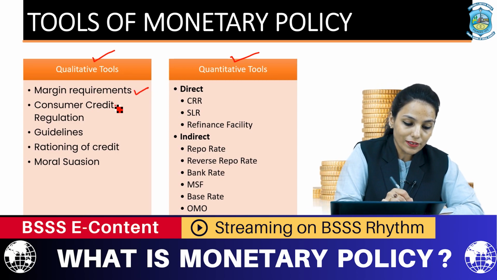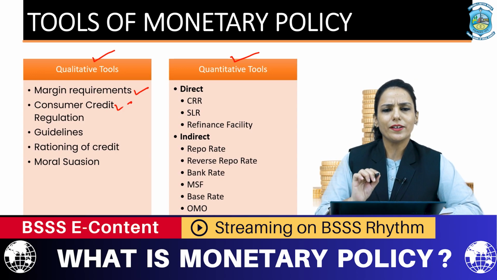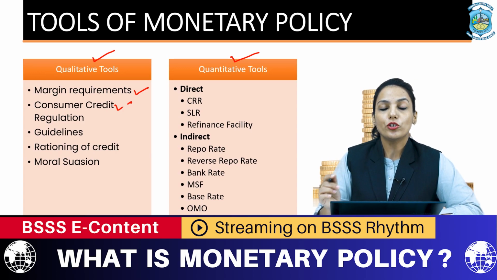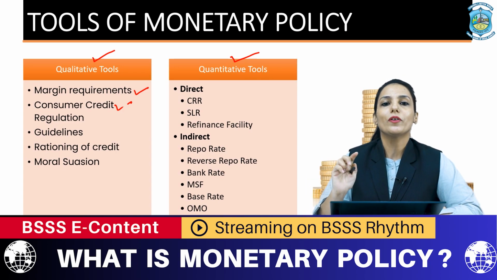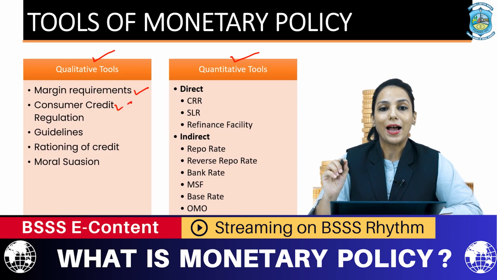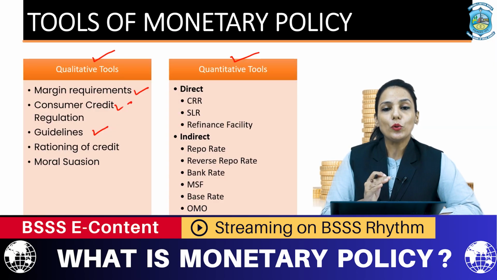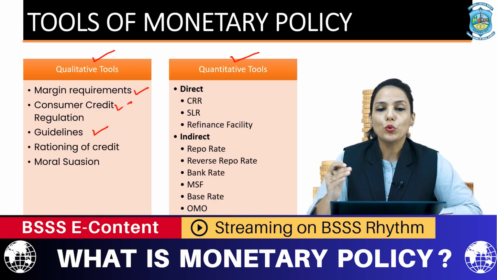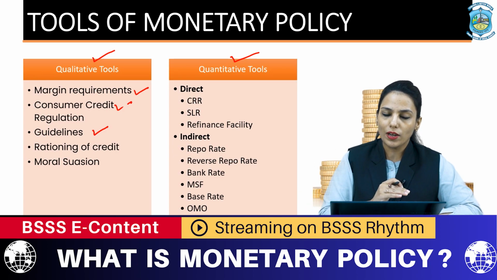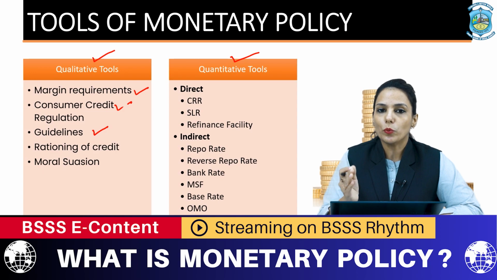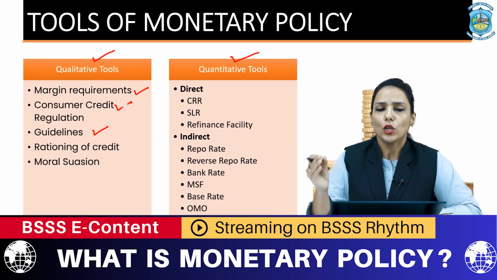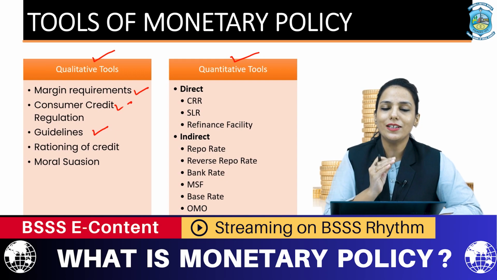The second is consumer credit. Consumer credit regulation is concerned with establishing rules for payments and maximum maturity period. It utilizes two devices, a minimum down payment and a maximum payment duration. Next comes guidelines. These include directives given by the central bank to commercial banks as well as informal and voluntary agreements between the two. These directives may take the form of oral or written declarations, appeals or warnings within the goal that is set by the central bank.